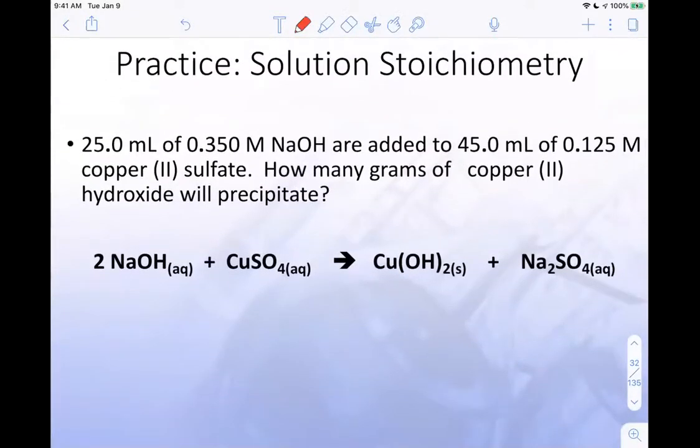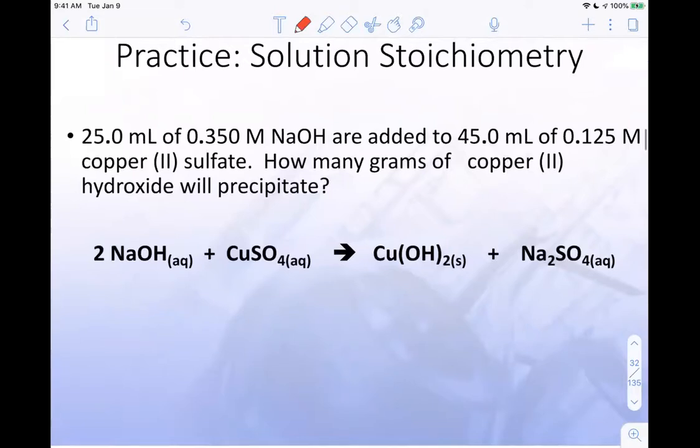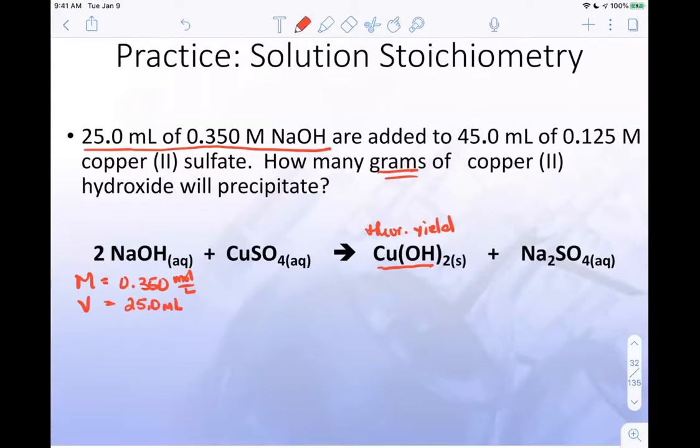Here's another example, which ups the stakes a little bit more. I want to know how many grams of my copper hydroxide am I going to get? How many will precipitate? The theoretical yield of this. If I react 25 mLs, right? So my molarity of sodium hydroxide is 0.350 moles per liter, and my volume is 25.0 milliliters.